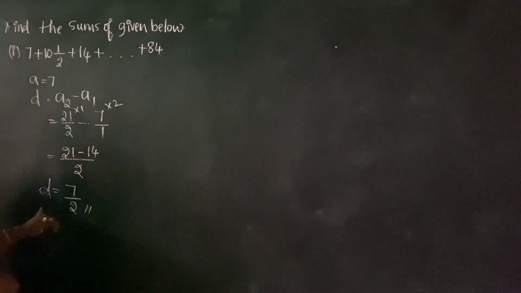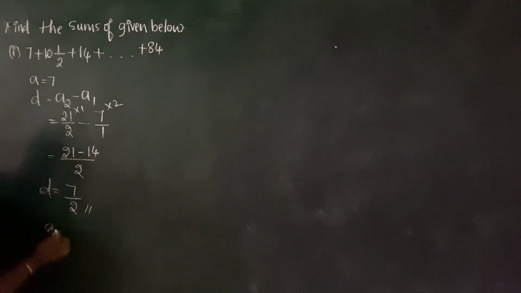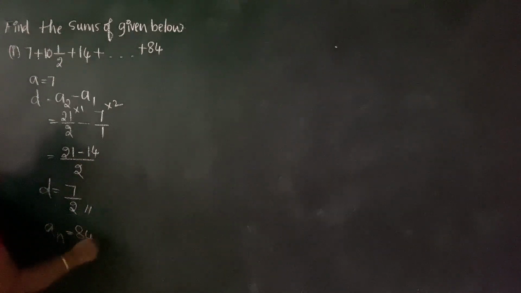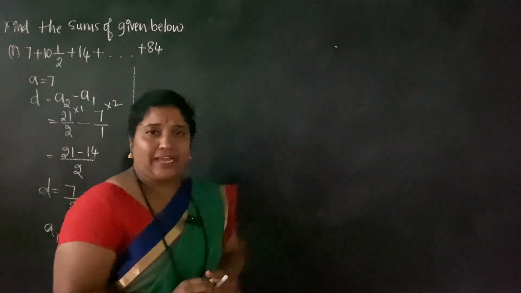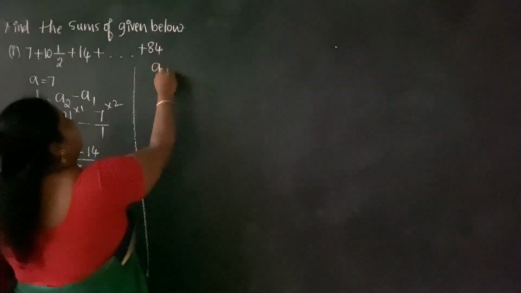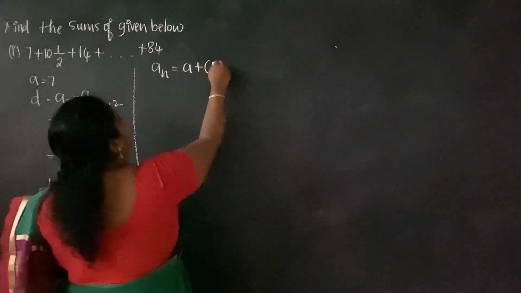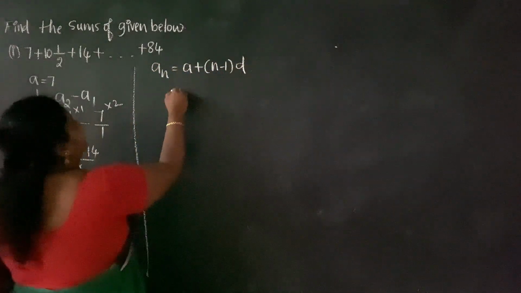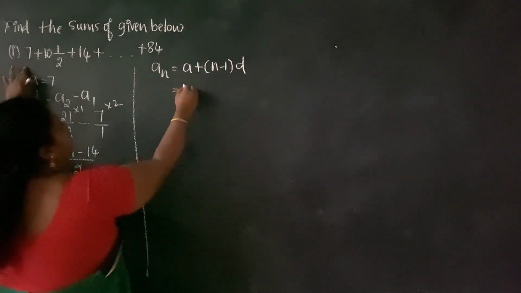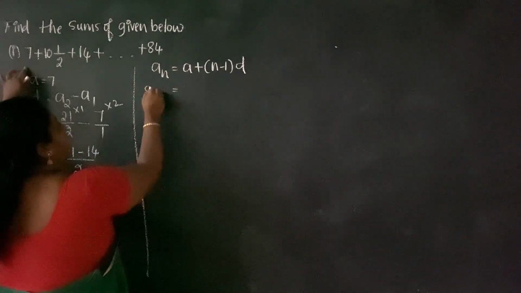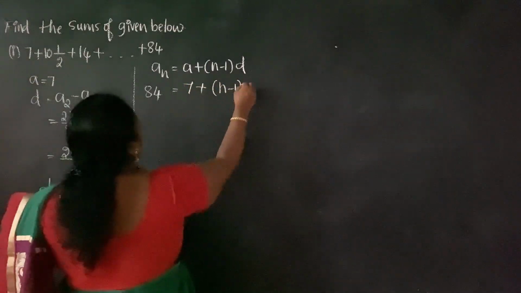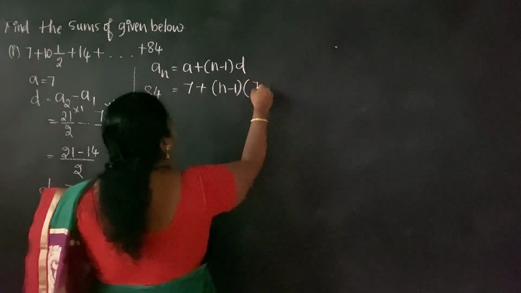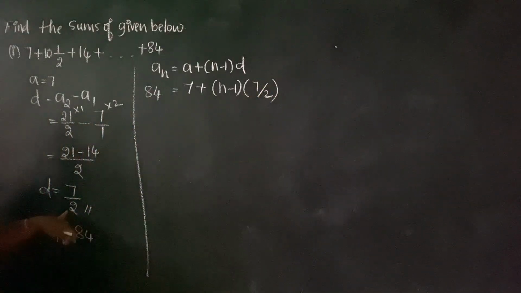Now a is equal to 7, d is equal to 7 by 2 I got. And now an is also there. an is equal to how much? an is equal to 84. Now let me use the an formula to calculate the n value. What is the an formula I have? an is equal to a plus n minus 1 into d. See, a is equal to 7, and already an is provided, 84. n I should calculate, and d you know I have calculated as 7 by 2. Here it is.